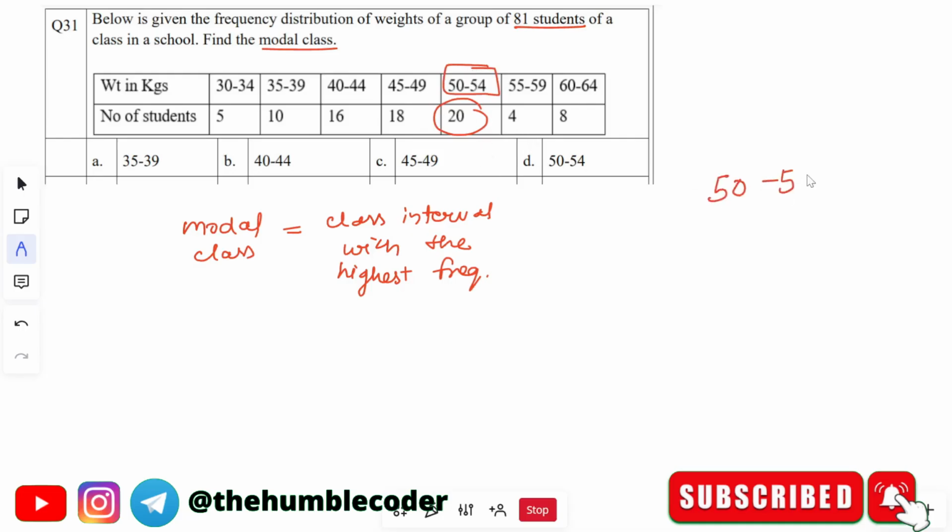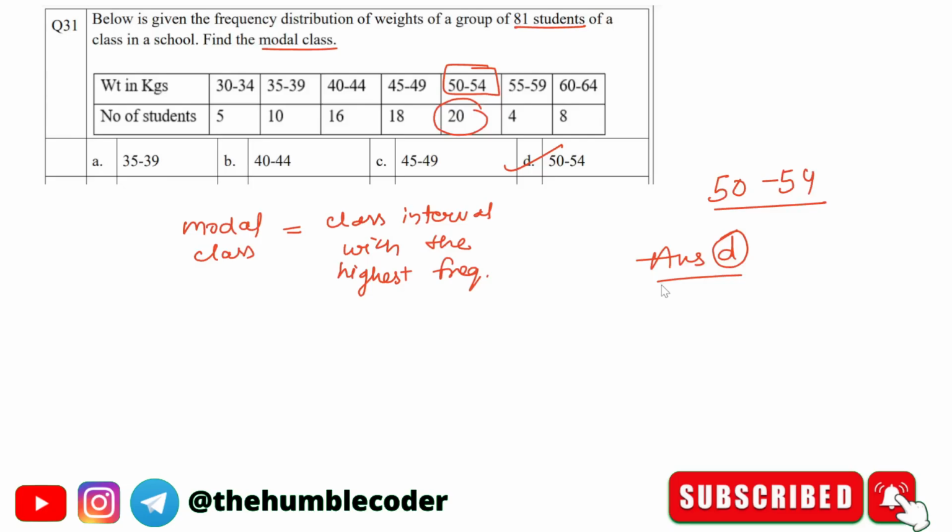Because modal class is the class with the highest frequency. So first of all we found the largest value, and corresponding to that we gave the interval. The correct answer in this case is going to be option D, which is 50 to 54. Hope you have understood the explanation. Let's move on to the next question now.